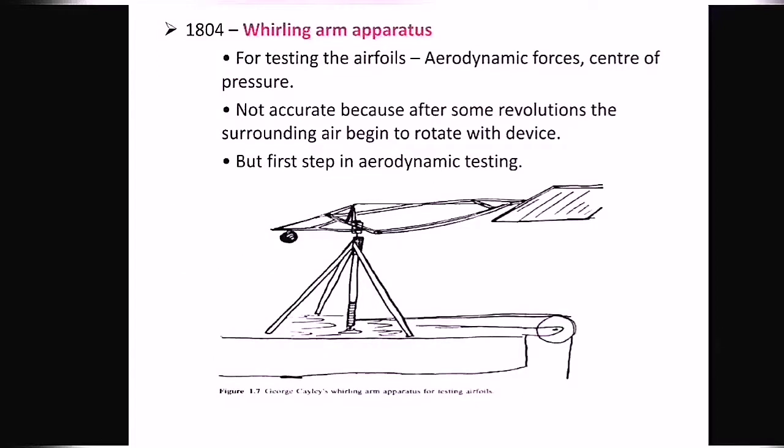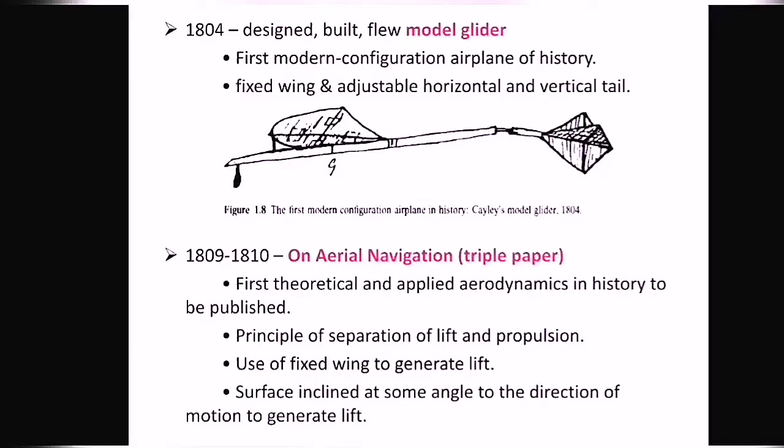Okay. In 1804, he built a whirling apparatus to test airfoils. This is the whirling apparatus. This forearm, this is the airfoil. The results from this apparatus were not accurate because after some revolutions, the surrounding air began to rotate with the apparatus. Even though it was not accurate, it was the first step in aerodynamic testing.